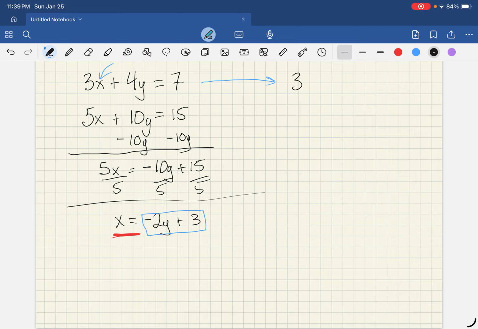So I write 3. Instead of x, we substitute it in. Negative 2y plus 3. Notice as I'm substituting in, the other letter disappears. This is what we want. I want one equation with one variable. I would go through and start solving. I start by distributing.